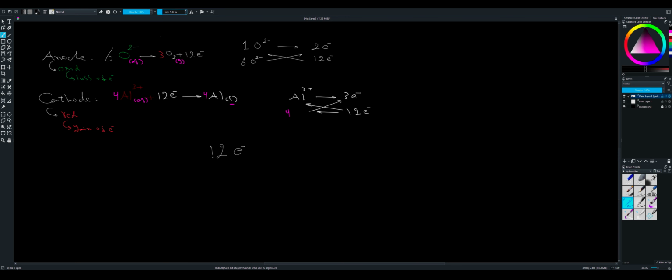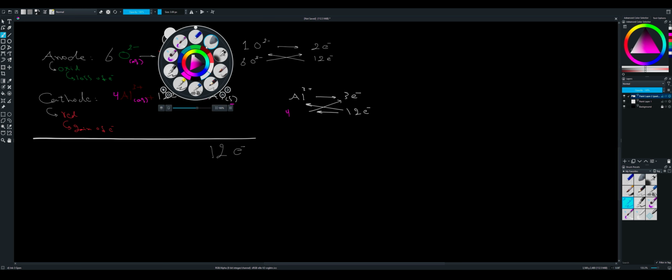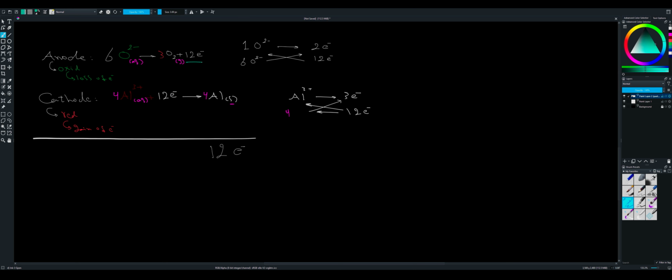All right. So that would be our overall reaction, which is basically adding up the two reactions together. Those 12 electrons, let's make it in green. Those 12 electrons here were a product and here a reactant, so they came out and then they were consumed here, so they are not going to make it to the final reaction.